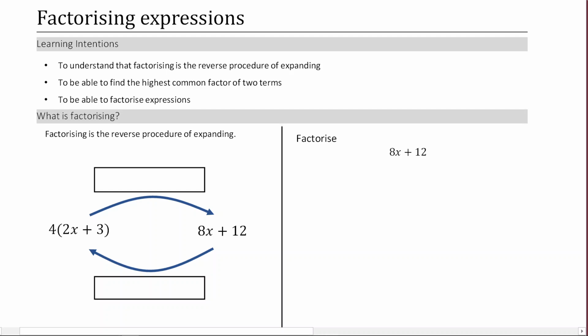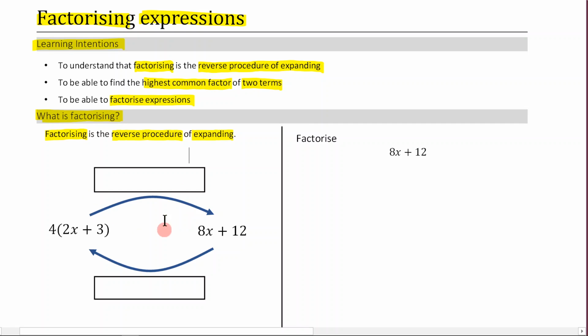Okay, so in this lesson, we're going to learn about factorizing expressions. Our learning intentions: to understand that factorizing is the reverse procedure of expanding, to be able to find the highest common factor of two terms, and to be able to factorize expressions. Okay, so what is factorizing? Factorizing is the reverse procedure of expanding.